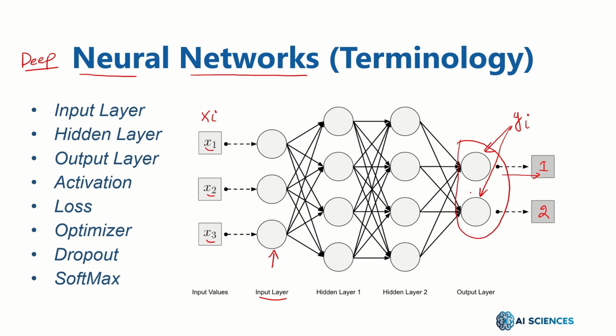And normally for classification problems, the number of units at the output layer is equal to the number of classes, and the number of units at the input layer is normally equal to the number of features, or the number of features plus 1, because there is a bias unit as well.